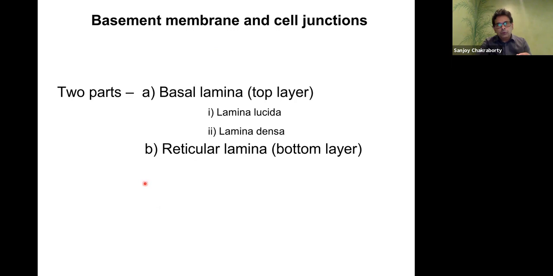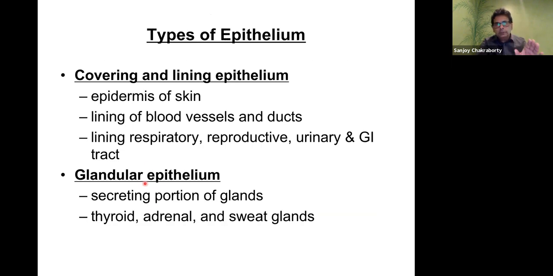This is only particularly for these epithelia. So then the question is, why do we call them glandular epithelia? Because they are formed from the epithelial tissue. They are made from the epithelial tissue. That's why we mostly call them epithelial.